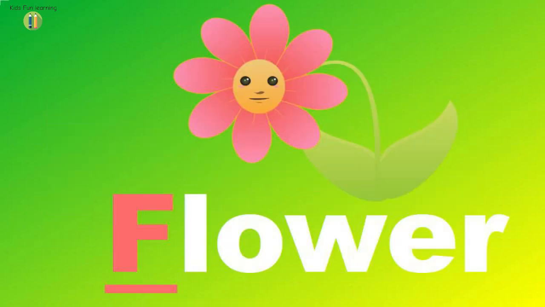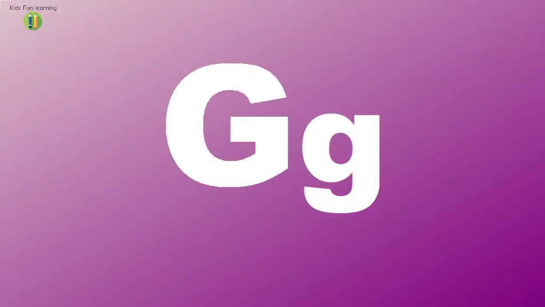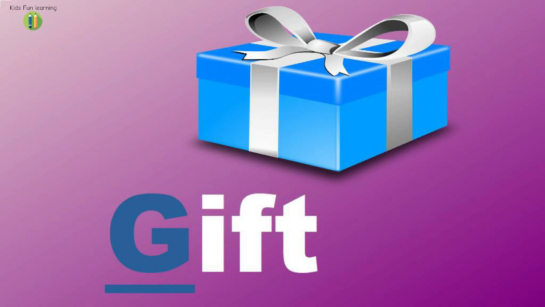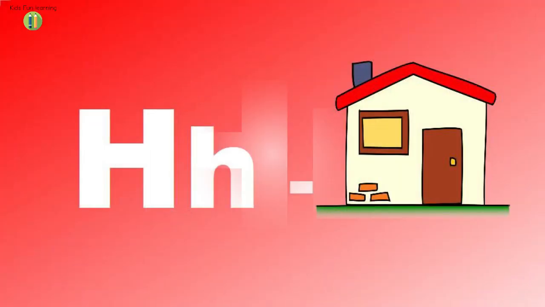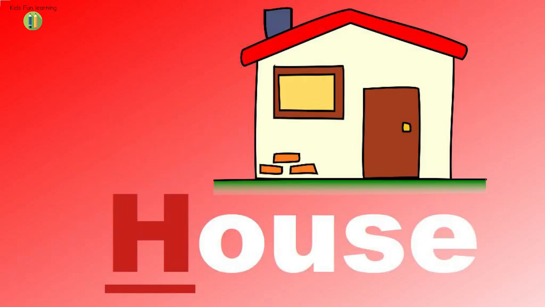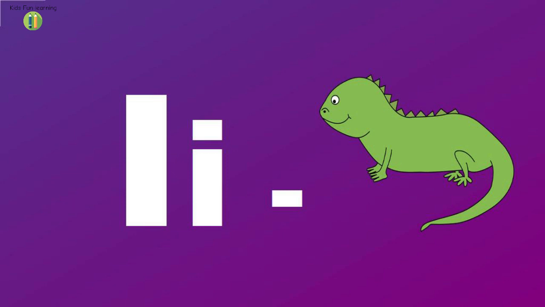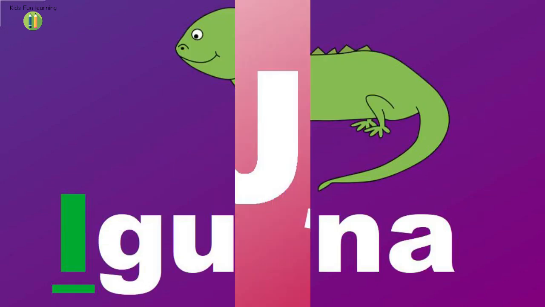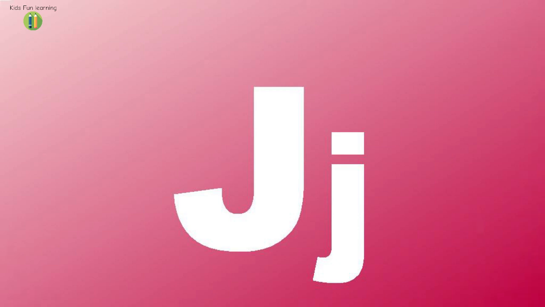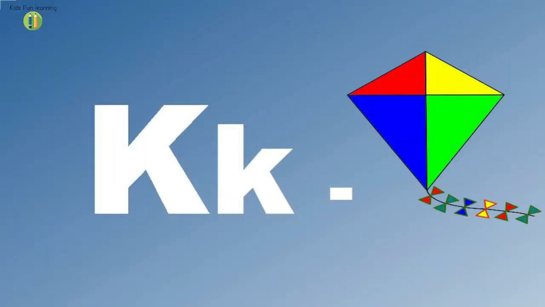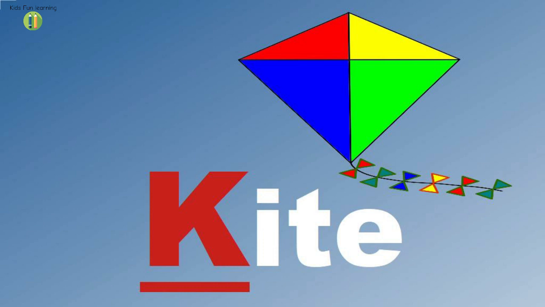F, flower. F is for flower. G, gift. G is for gift. H, house. H is for house. I, iguana. I is for iguana. J, jellyfish. J is for jellyfish. K, kite. K is for kite.